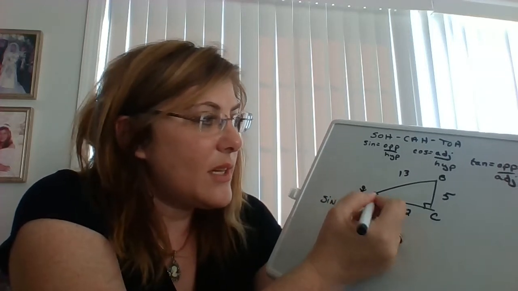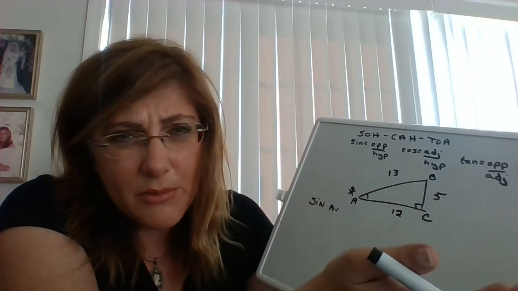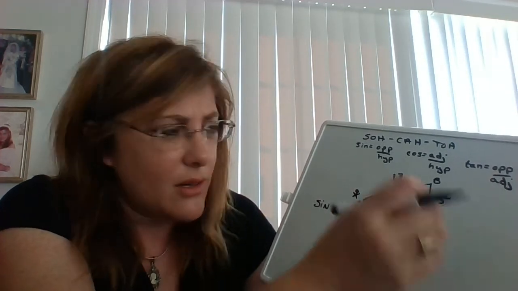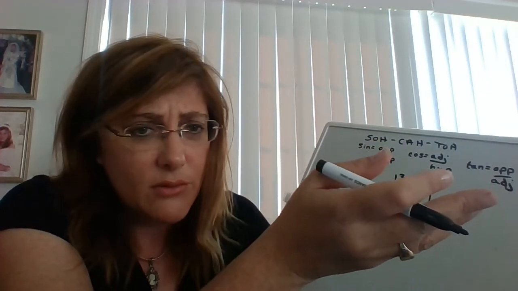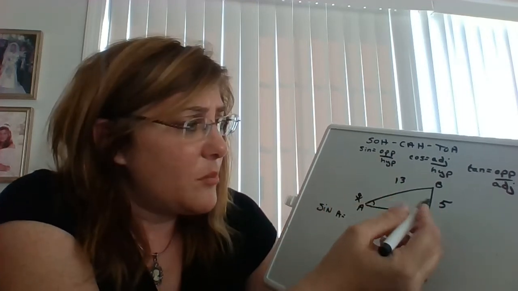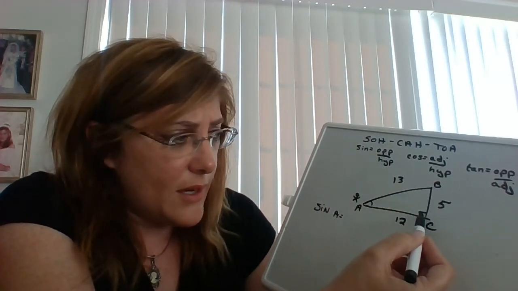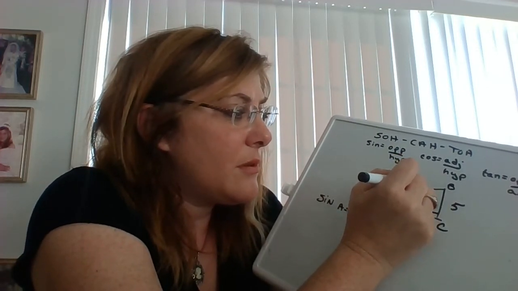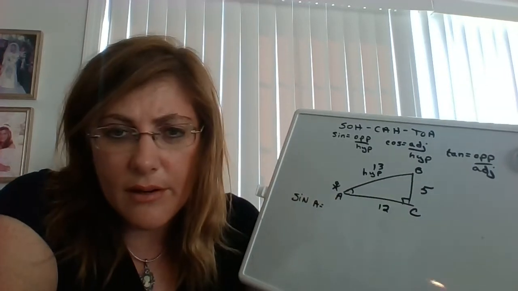Now, we have to label the sides. A lot of you are still having trouble labeling the sides. I can give you a worksheet where you label sides the whole time. Maybe that'll work. But we always identify across from the 90-degree angle is the hypotenuse. So I'm going to write hypotenuse right there.